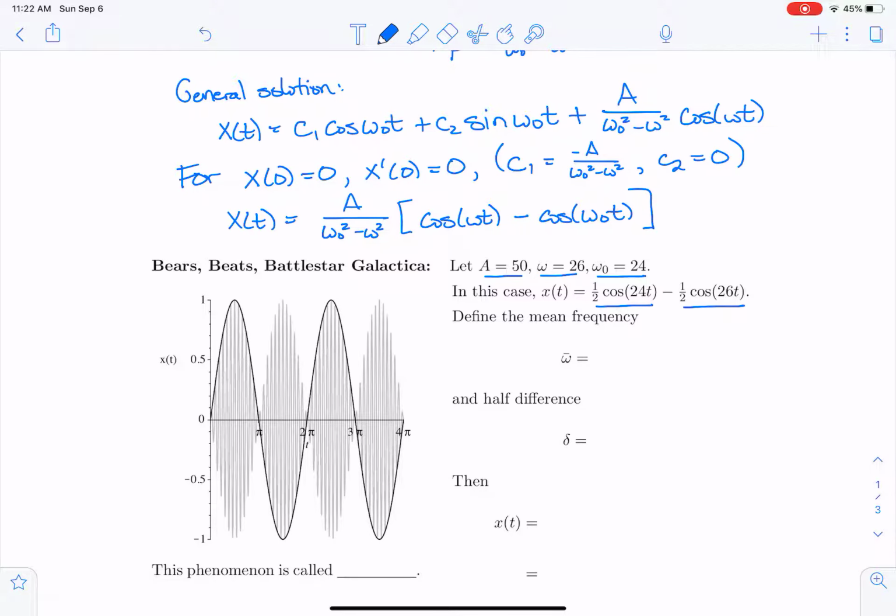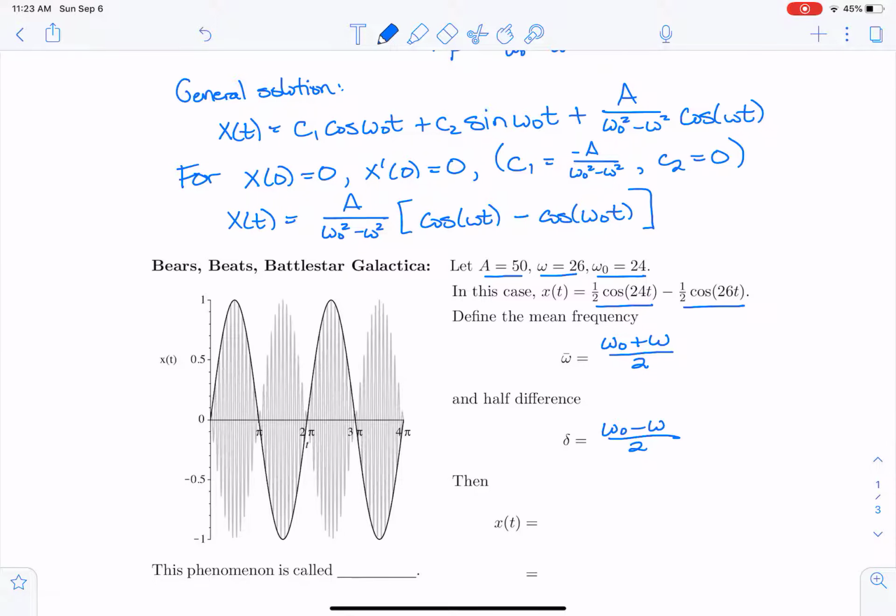Now, there's a couple terms that we can define here. One is called the mean frequency, and it is just the average of omega 0 plus omega. In this case, we would get a mean frequency of 25. And then delta is called the half difference. So this is going to be omega 0 minus omega over 2, and the half difference in this case would be 1.